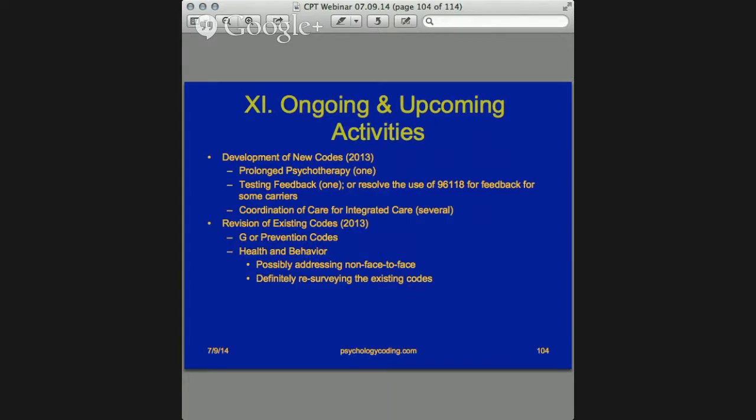The testing feedback is still an issue, and the coordination of care for integrated services is where we're going. We are going to be working on the revision of codes. The health and behavior codes need to be attended to as well. So you are going to be seeing a lot of changes to 2013, 14, and on to 15. This is going to be a time of significant change for all of us.